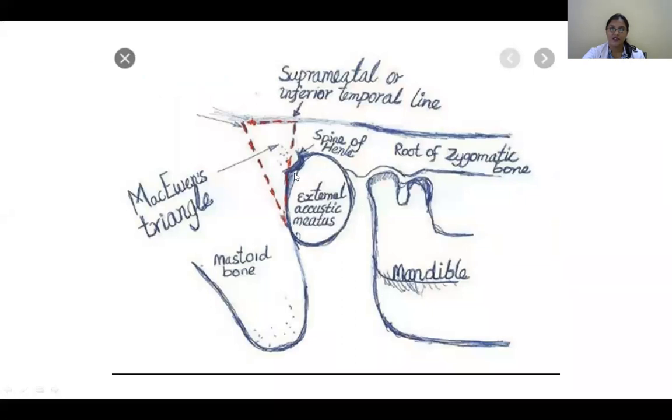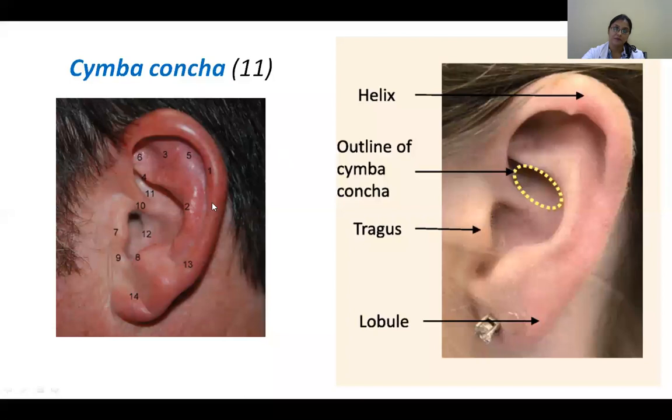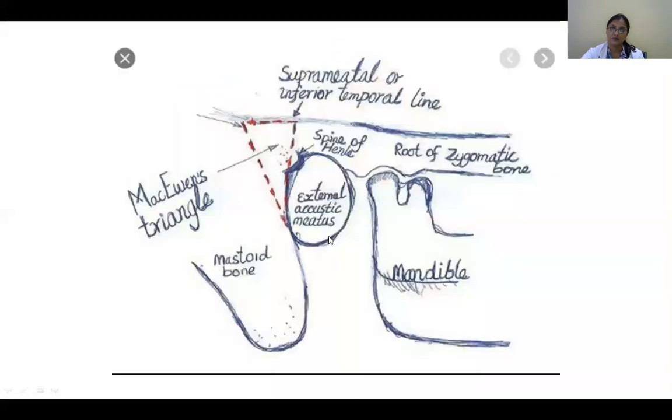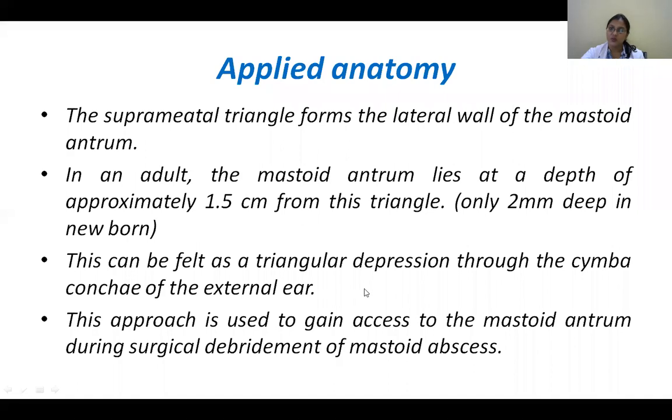See, external acoustic meatus. So here one line, and then tangential, and then here. So this is McEwen's triangle or suprameatal triangle. And this, if you see in the ear auricle, this is that location. And the importance of it, we'll be reaching up to the mastoid antrum through the suprameatal triangle. So this can be felt as a triangular depression behind the concha. So the parts of the auricle is what you should know. And then to gain access to the mastoid antrum during the surgical debridement of the mastoid abscess.